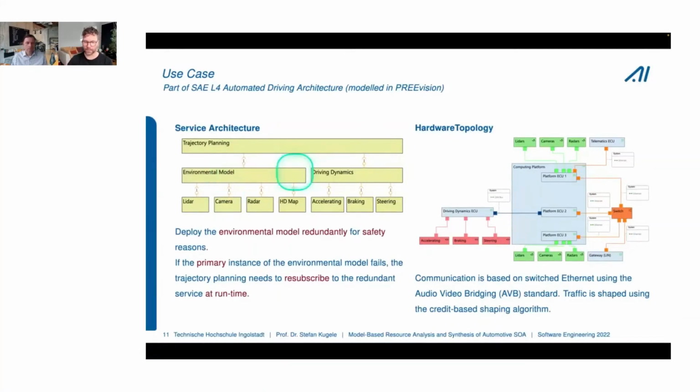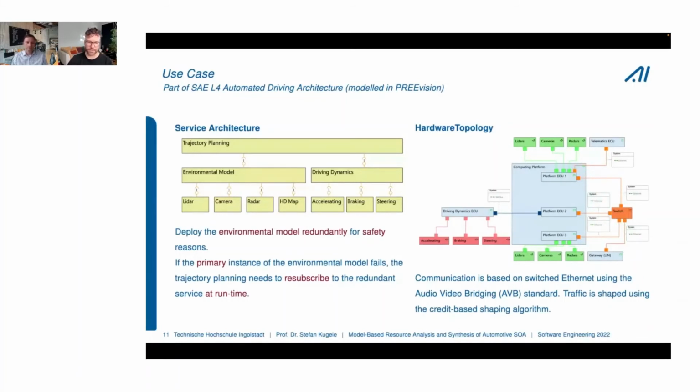And on the right-hand side, we have the hardware topology. So we have the centralized computing platform. We have ECUs, which are the legacy ECUs, namely the driving dynamics ECU, telematic, and a gateway. And as you can see, it's a switched Ethernet topology based on the AVB standard. And we used this gradient-based shaping algorithm for that.